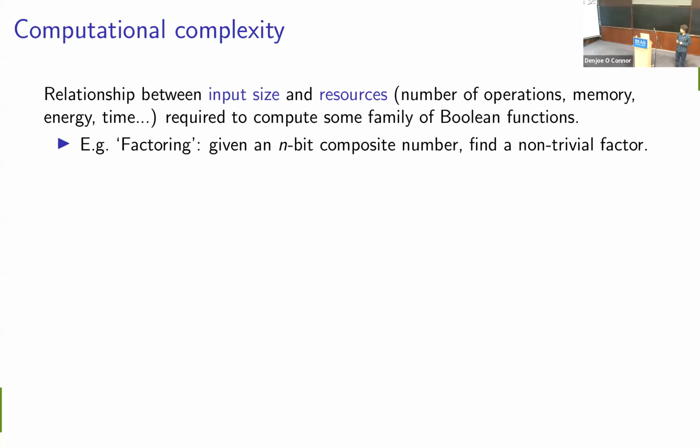But the scaling between the input size and the number of resources that we need, that's the thing that we're interested in in complexity. And yeah, so I've talked a little bit about number of operations here, but we could actually look at other resources as well. So for example, the amount of memory that is used, the amount of energy that the computation uses, the amount of time, which is often linked to the number of operations. But sometimes we could have different operations that take different amounts of time, and we could take that into account.